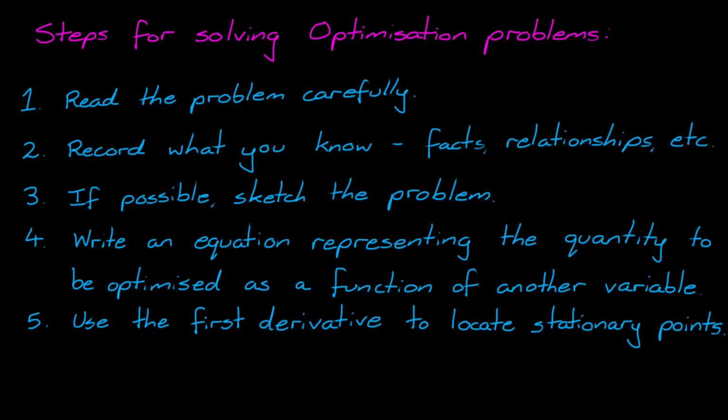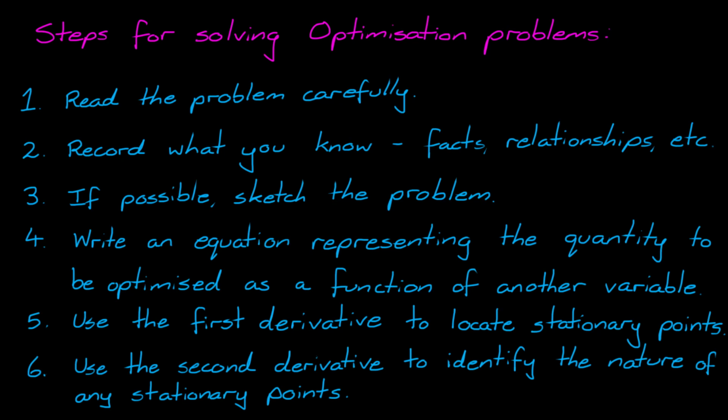Once we have our equation representing the quantity to be optimized, we can use the first derivative to locate stationary points, which could include a maximum or minimum that we're after. Finally, we're going to use the second derivative to identify the nature of any stationary points. At times, this process might need to be tweaked a little.